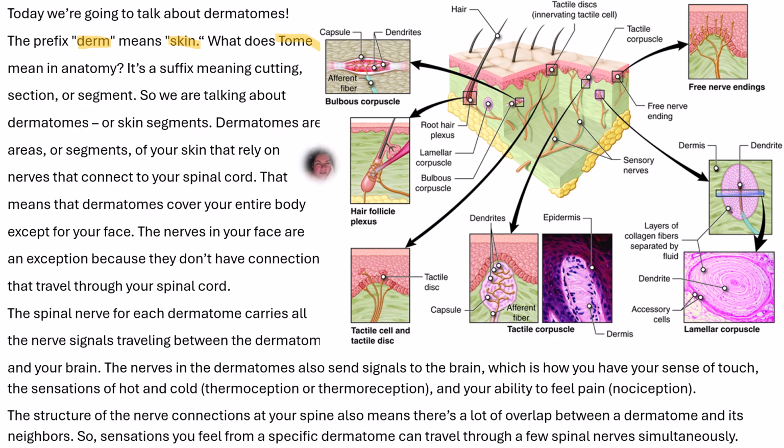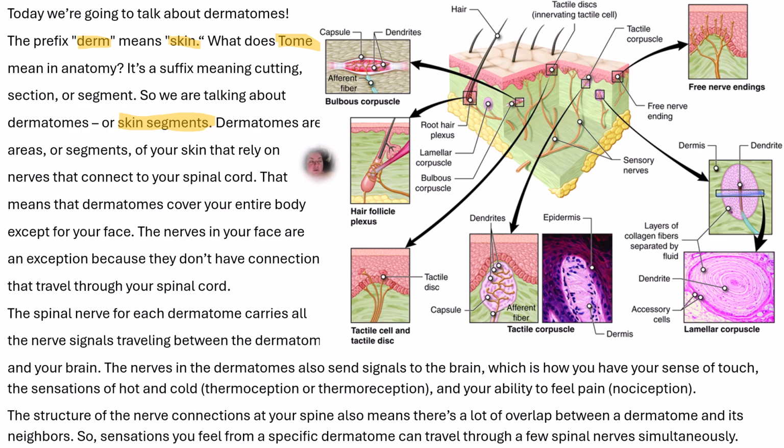Dermatomes. What does tome mean in anatomy? That is a suffix that means cutting, cutting instrument, section, or segment. So, dermatome. Today we're talking about dermatomes or skin segments. Dermatomes are skin segments, all right? Segments of your skin that rely on nerves that connect to your spinal cord.